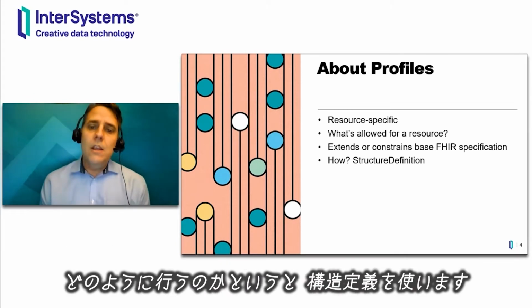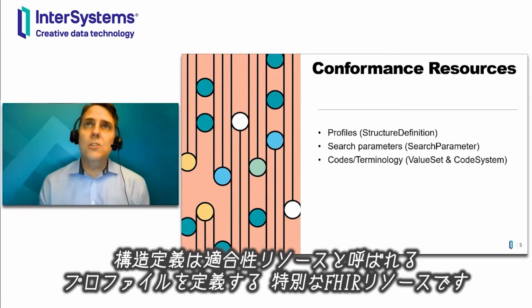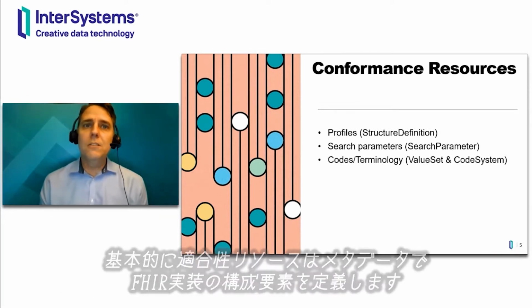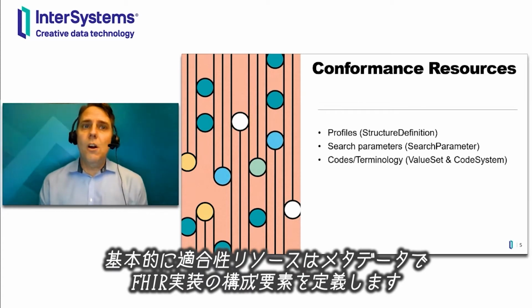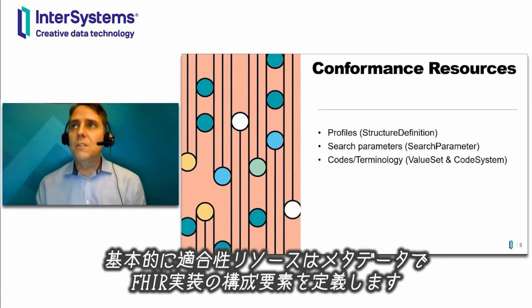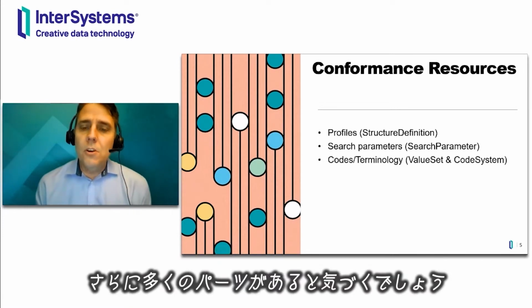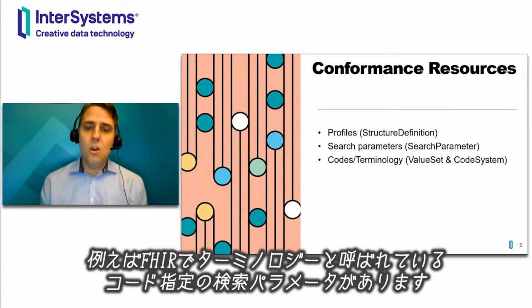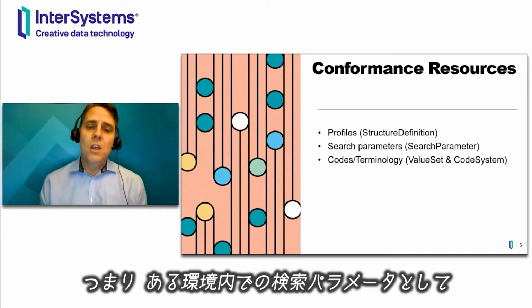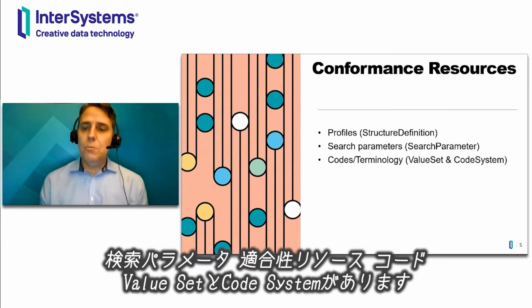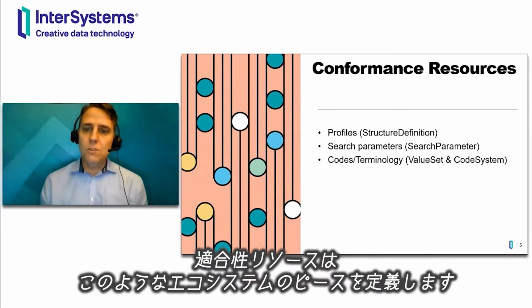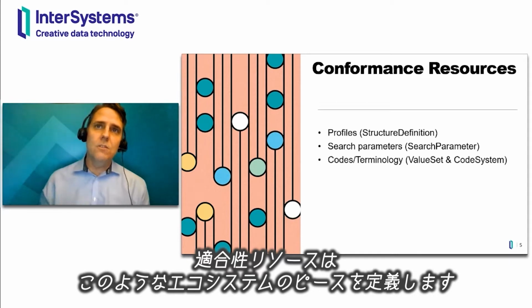And how does it do that? It does it with something called a structure definition. So structure definition is a special FHIR resource called a conformance resource that defines a profile. Basically, conformance resources are metadata that define the building blocks of a FHIR implementation. And you'll notice there are more parts to a FHIR environment than just profiles. For instance, there are search parameters and codes, which in FHIR are called terminology. So for search parameters in an environment, you have search parameter conformance resources, and for codes, you have value set and code system conformance resources that are defining those pieces of the ecosystem.